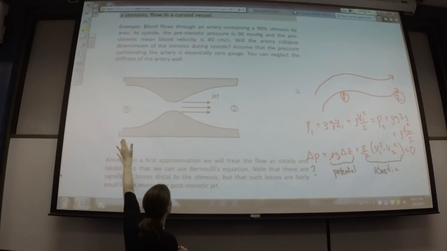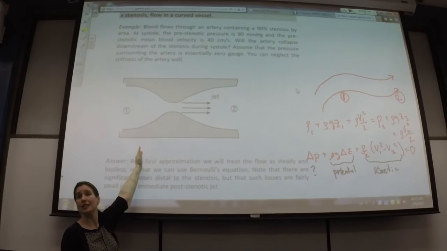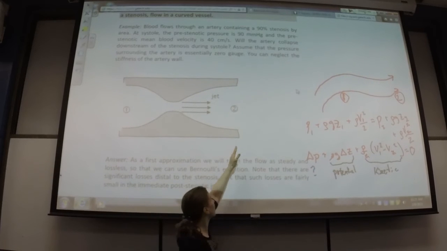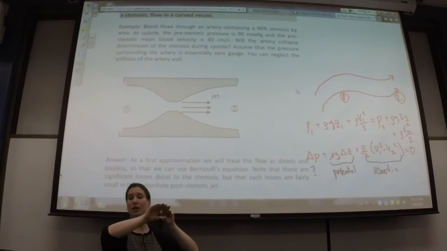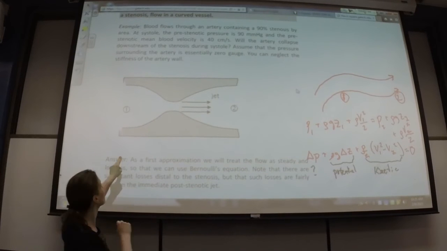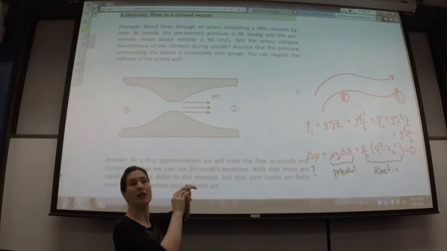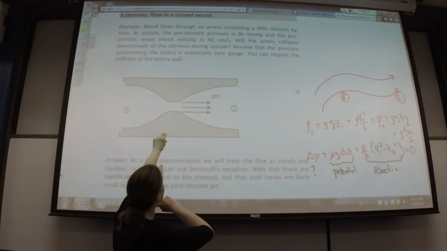So here we've got one side that's at one cross-sectional area. We have another side that's in another cross-sectional area, and we have a pinch point in between. And this is due to stenosis here. So we have atherosclerosis or something going on here.